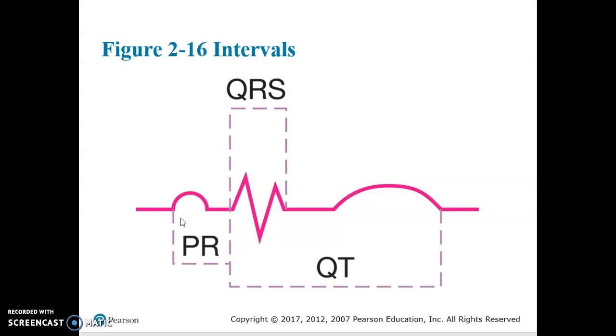0.20 seconds, and that's on your printout. I need you to highlight that and remember. So anywhere from 0.12 seconds to 0.20 seconds is a normal length of time for that PR segment. So we would measure from the P wave to the R wave to get that. It's measured from the beginning of the P wave to the beginning of the QRS. It includes the P wave and the PR segment. So this is the PR interval right here.